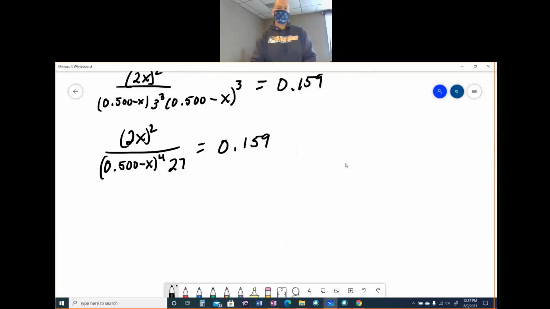So now what I'm going to do is multiply both sides by 27. So I'm going to multiply this side by 27, and I'm going to multiply this by 27. And so I can get rid of my 27. Grab my calculator. 0.159 times 27, 4.293.